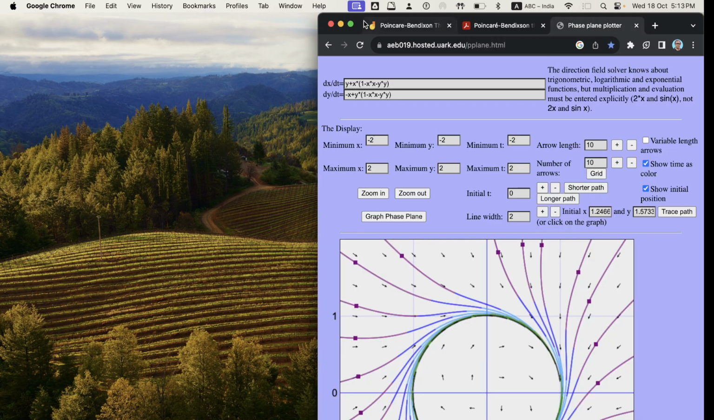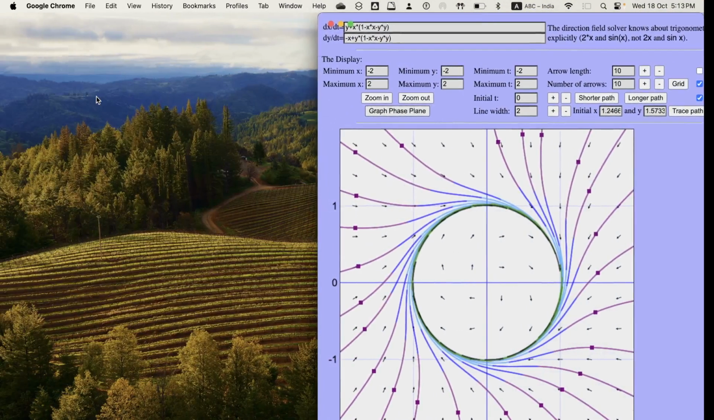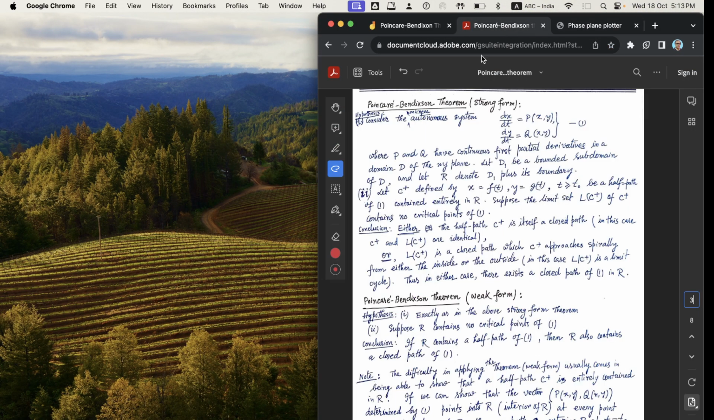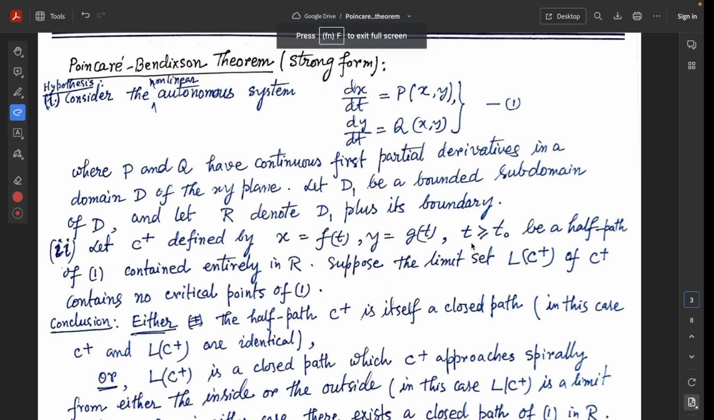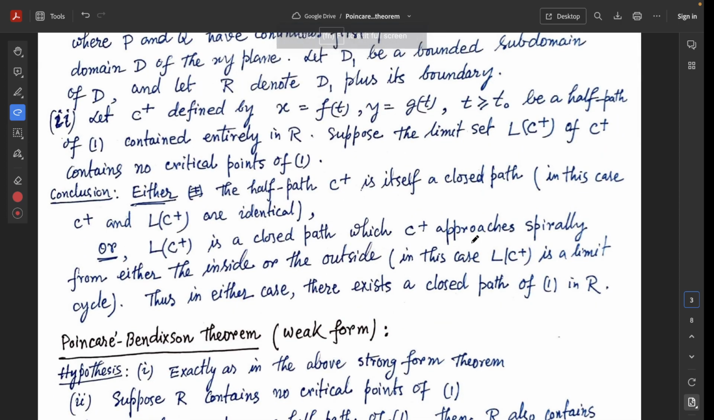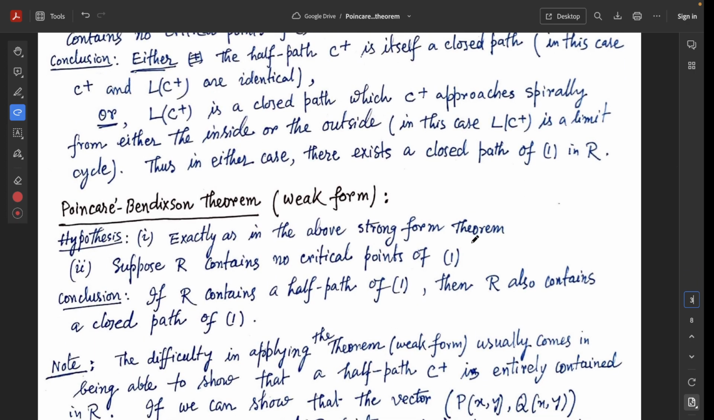By the H-plane plotter for the example, this is the limit cycle, and we consider another definition for this. Conclusion: either the half path C plus is itself a closed path, or LC plus is a closed path which C plus approaches spirally from either the inside or outside of this path.